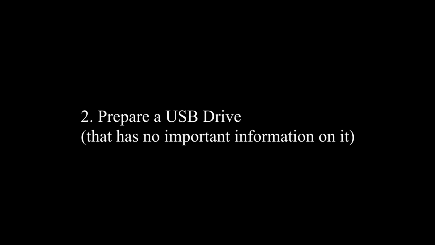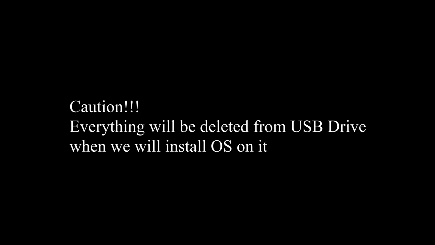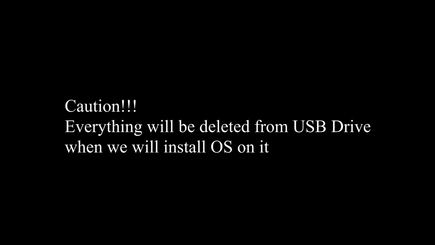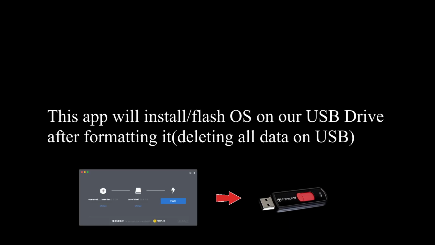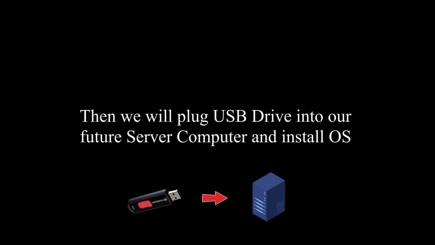Now prepare a USB drive that you want to install the operating system on. When we install the operating system on the USB drive, everything will be formatted, or in other words deleted, from the USB drive, so use only a drive that you know has no important information on it. Now we should install and open the flash utility program that will be needed to flash, or in other words install, the operating system on the USB drive so that we can plug it into the computer and then install it. For this we will use Balena Etcher.